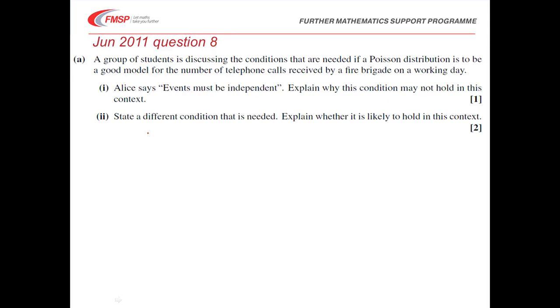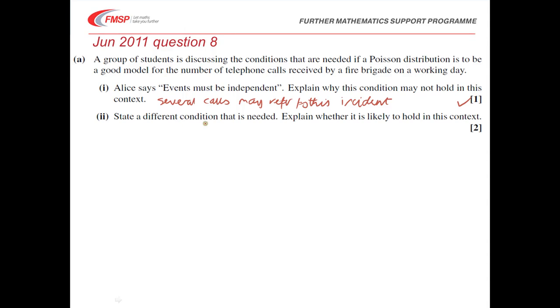So basically, if you think about it, if there is an incident that occurs, you're going to get lots of people phoning. Okay, so several calls may refer to this incident. So it's not really independent. The fact that somebody is calling about an incident is not independent from the fact that somebody else is calling about an incident. Okay, so again, you need it in context to be able to get this mark here. Otherwise it's not going to get there.